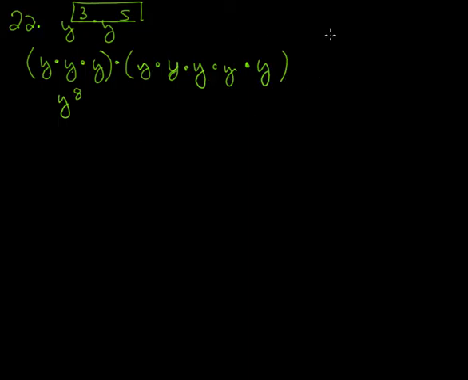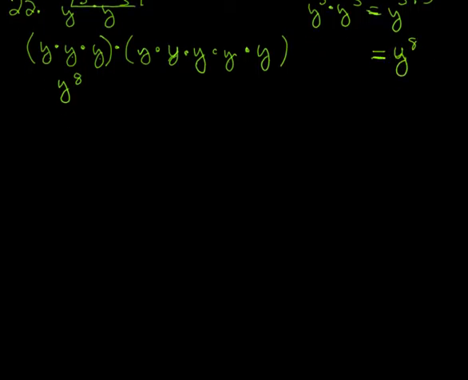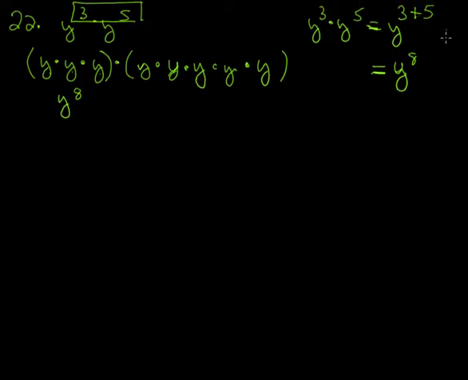So the short way, or using our rules, is y to the third times y to the fifth is the same as y to the third plus 5, which is y to the eighth. So the long way kind of proves what it is, but we can use this shortcut notation to save us writing that out all the time.